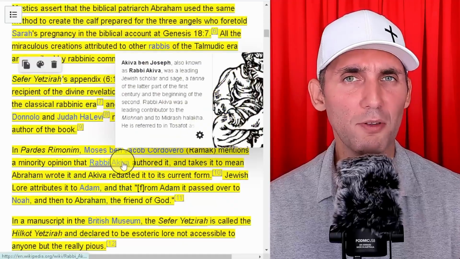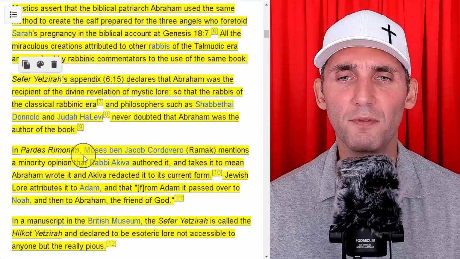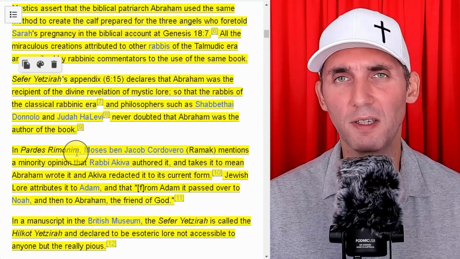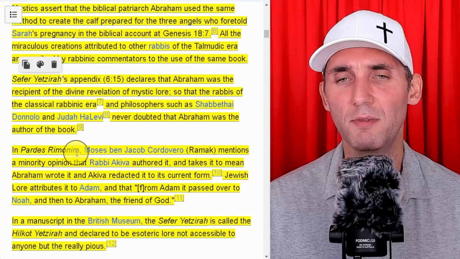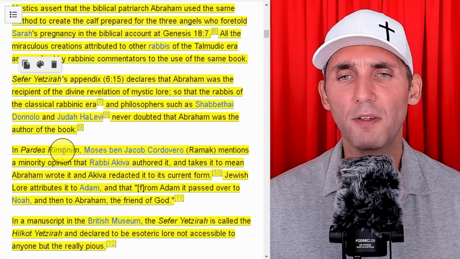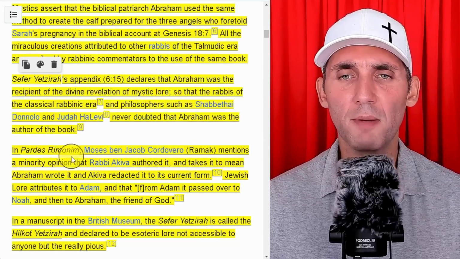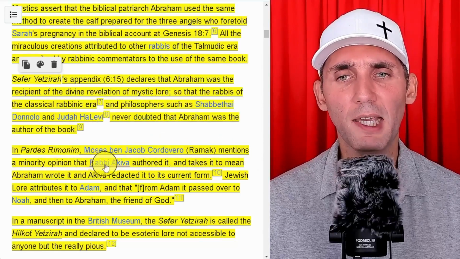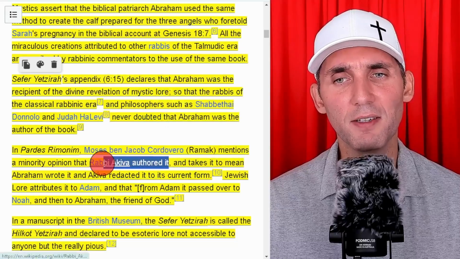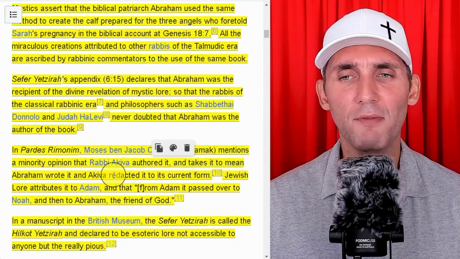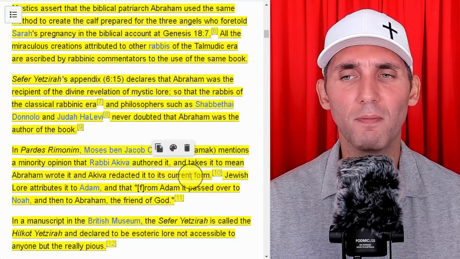So they think Abraham wrote it through the secret knowledge, and of course that's far from the truth. Abraham was justified by faith, and Abraham would look at these things and just roll his eyes. In Pardes Rimonim, Moses ben Jacob Cordovero mentions a minority opinion that Rabbi Akiva authored it. There he is. And takes it to mean Abraham wrote it and Akiva redacted it to its current form.